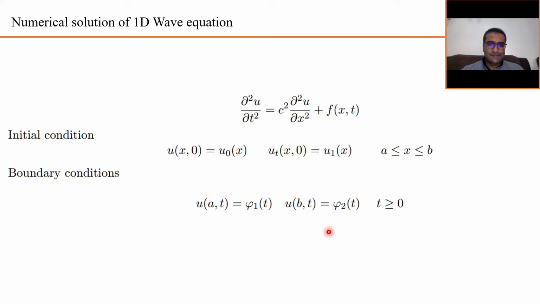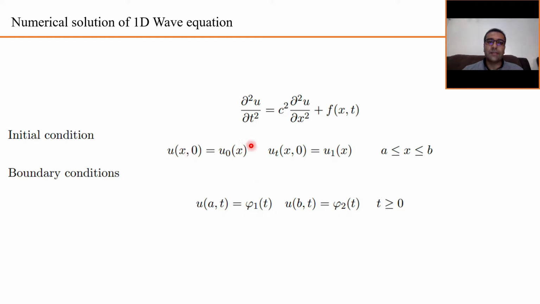Okay, as you know, this is the general form of the wave equation. Here t is time and x is coordinate, c is velocity, and f is the source term. In order to have a unique solution, we should have some initial conditions and boundary conditions. And what you see here, this is indeed the Neumann boundary conditions, right?